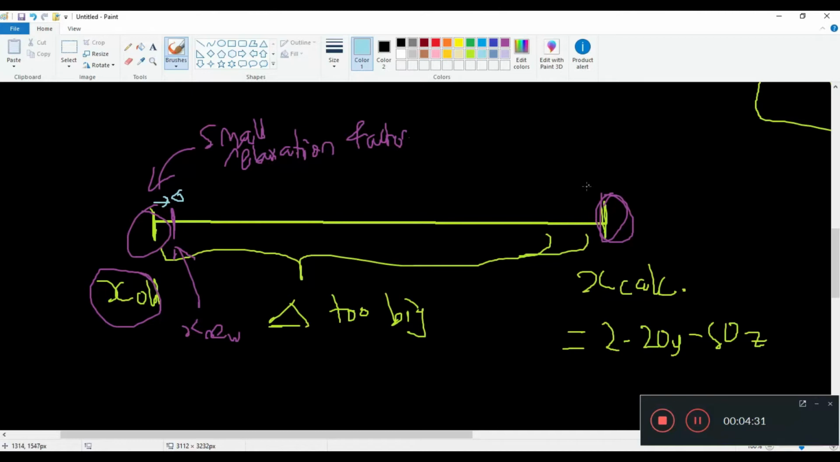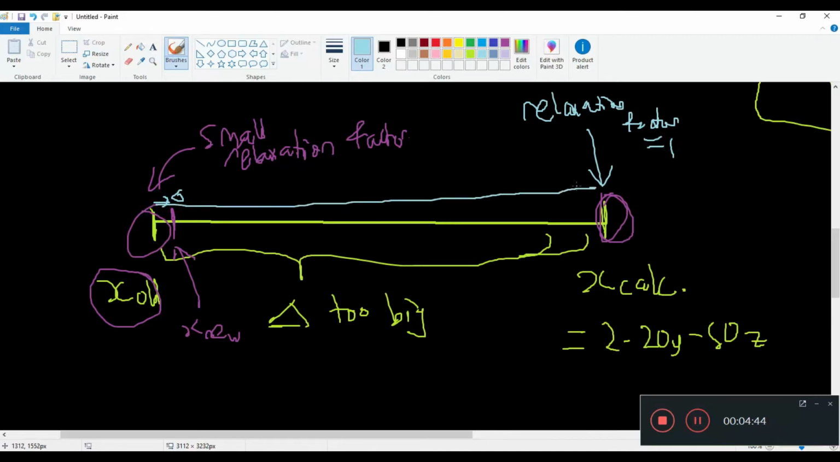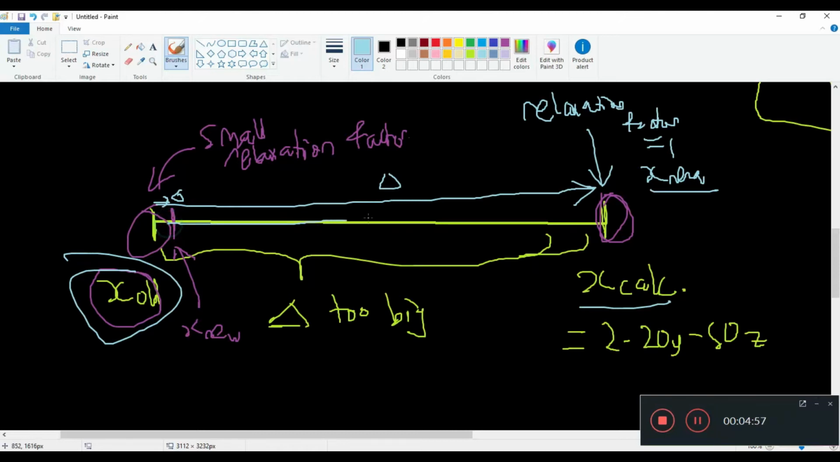Now if your relaxation factor equals 1, then the change between the x old and the x new is the same as when x new equals x calc. It will be this full line over here. This part I'm shading.